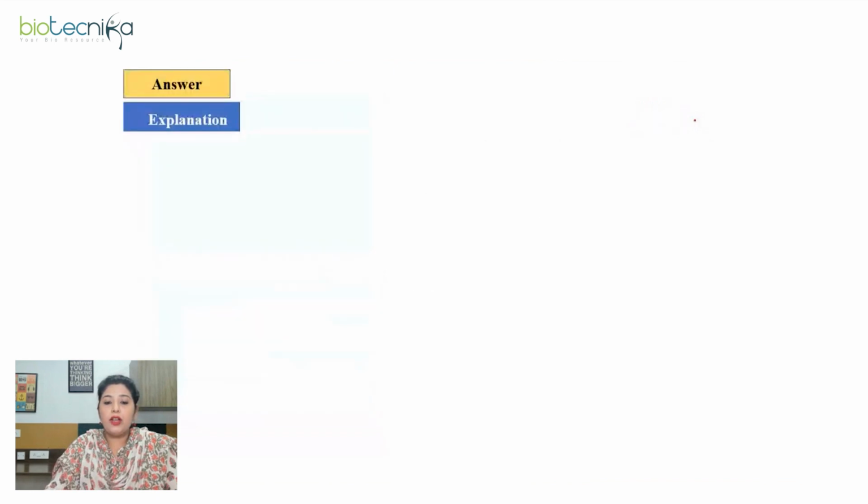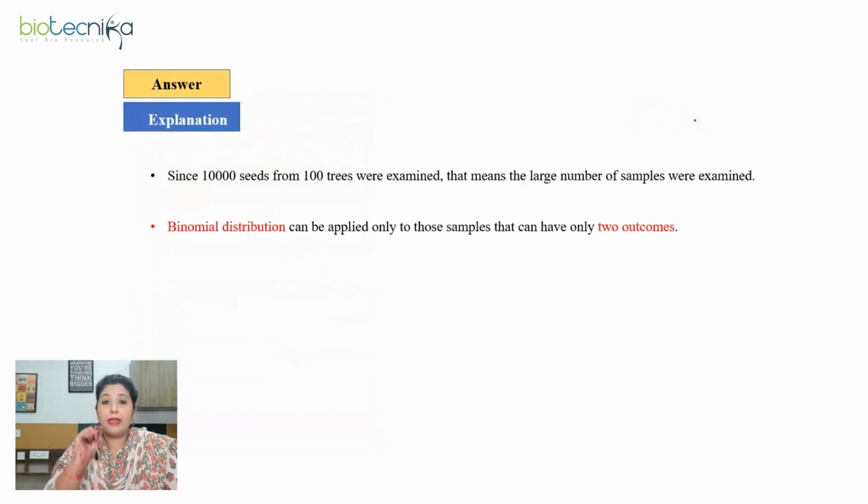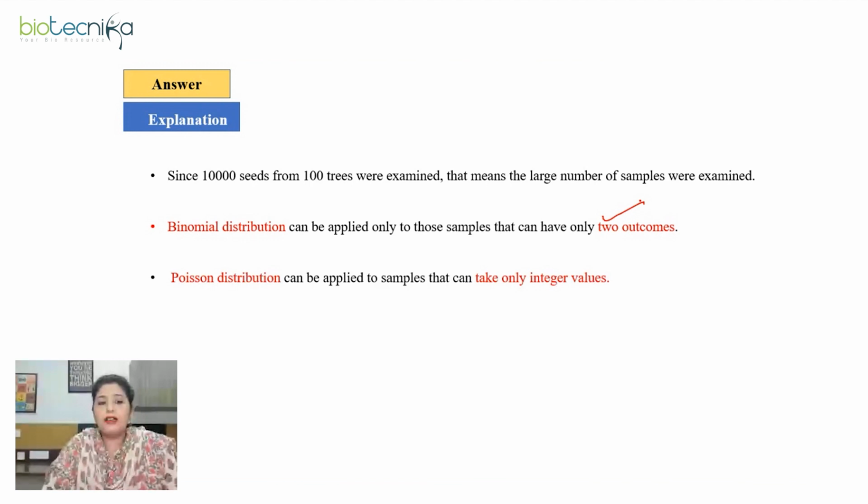When we talk about binomial, the prefix "bi" means two. So binomial distribution is applied only to samples that have only two outcomes, like success or failure of an event in an experiment or a survey. For example, when you toss a coin, you get either a head or a tail. However, Poisson distribution samples can take only integer values. Integer values are whole numbers. They can be positive, negative, or zero, but the values cannot be fractions or decimals.